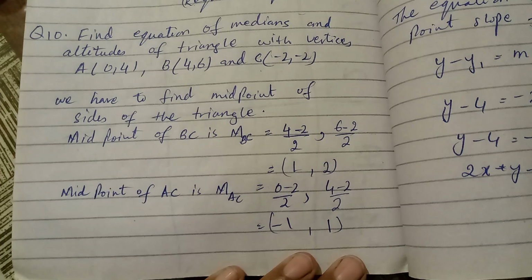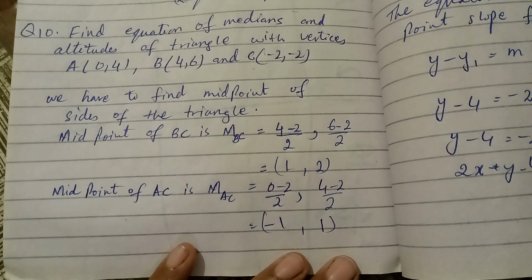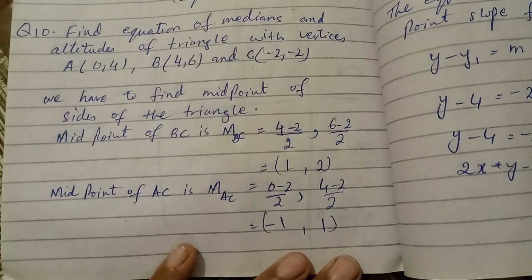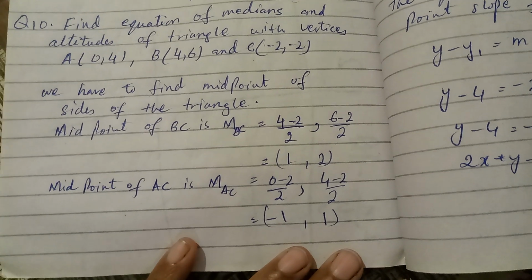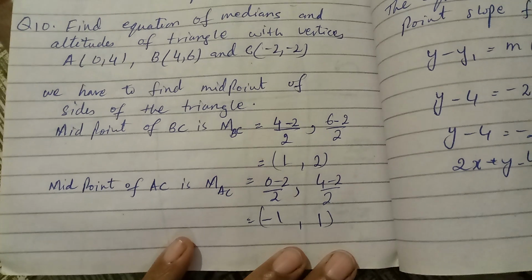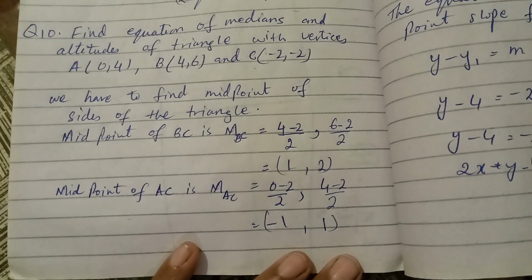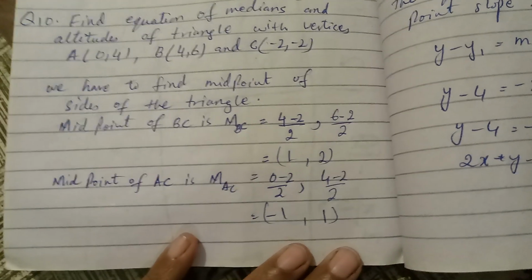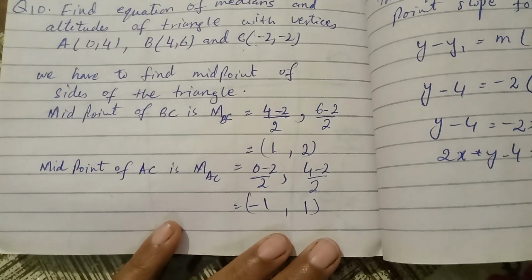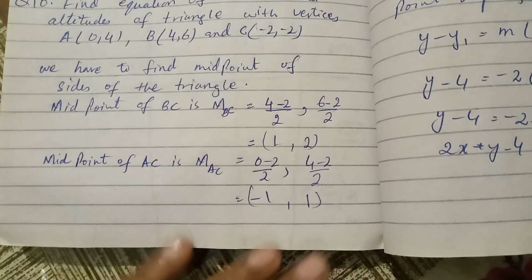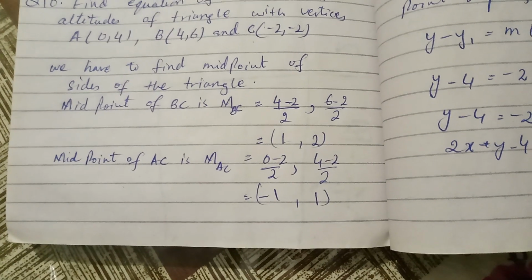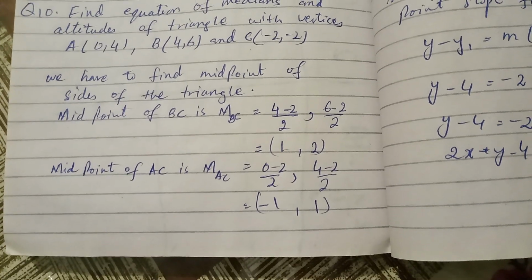For the median, we have to first find the midpoints of the three sides AB, BC, and CA. So find the midpoints of the sides of the triangle. Midpoint of BC: the coordinates of B and C are going to be used. Formula is x1 plus x2 over 2, y1 plus y2 over 2. So it will become 4 minus 2 over 2 and 6 minus 2 over 2. It is 1 and 4.